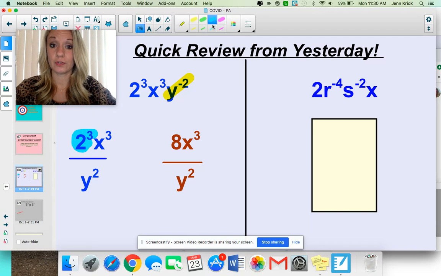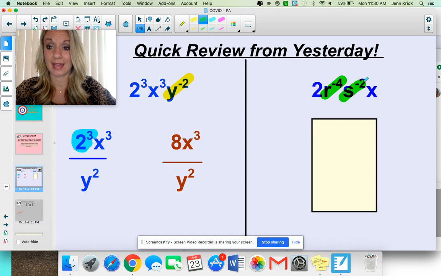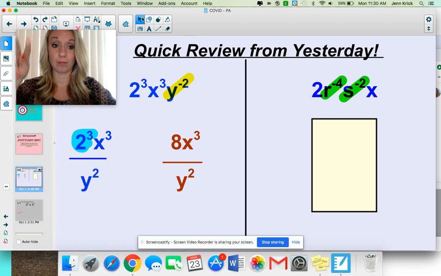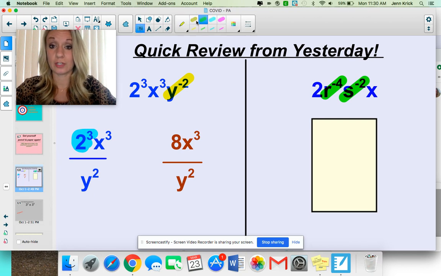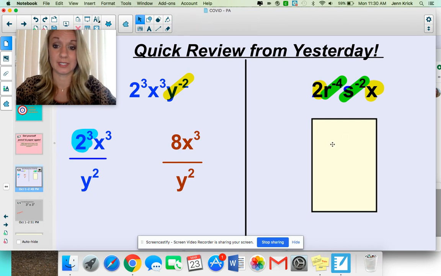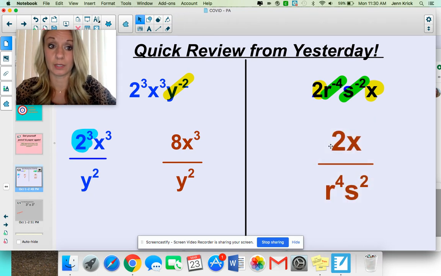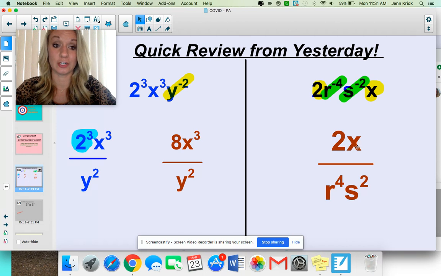For number 2, for our second review problem, I see that I've got r to the negative 4 power and I've got s to the negative 2 power. The only thing that I can do to simplify that expression is take both terms and move them to the denominator, and then their exponents become positive. Notice that your 2 and your x will stay right where they are because they don't need to do anything. They don't need to be simplified. So this is what it would look like. These two pieces in the green would just come to your denominator. Their exponents become positive. Your 2 and your x stay in your numerator. That is review from yesterday.